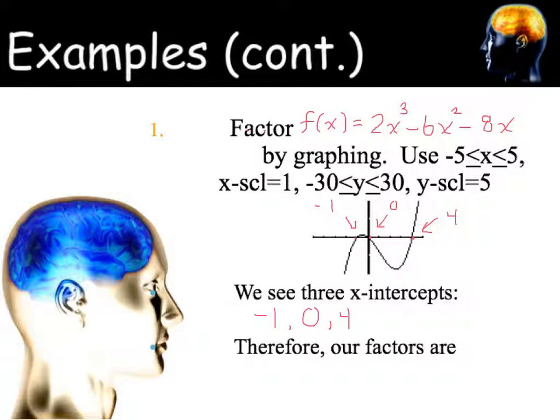So what we can do is we can write our three factors using those zeros. We're going to have three things multiplied together.